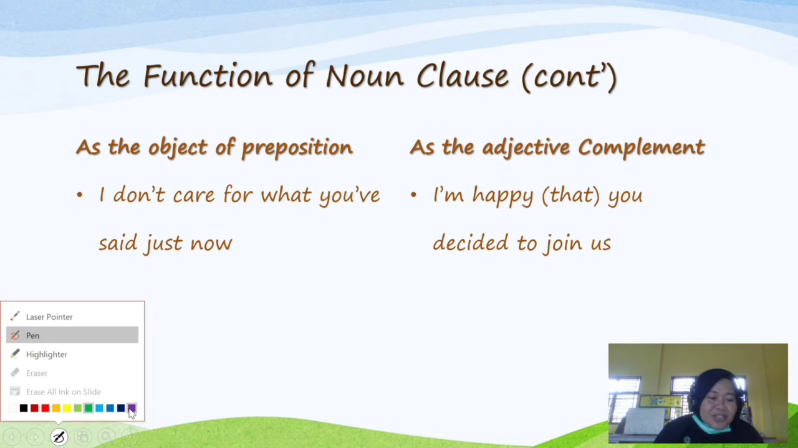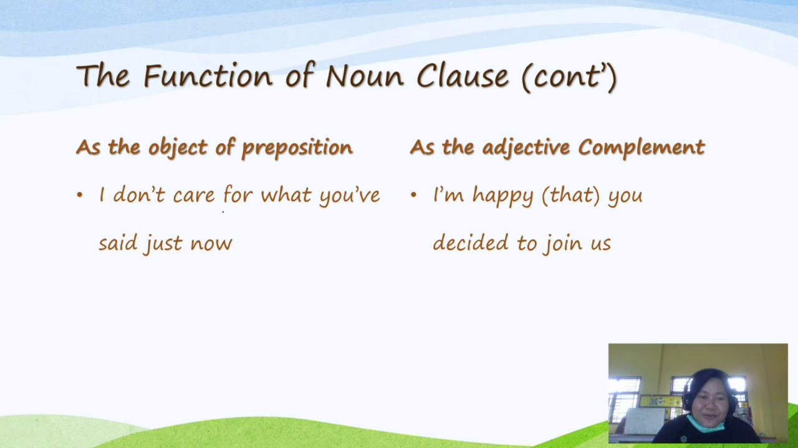Which one is the preposition? Yes, for. Okay. I don't care for what you've said just now. The noun clause comes after for because it explains more about for. Okay, don't care for what? For what you've just said just now.